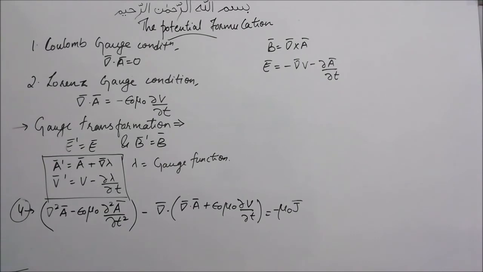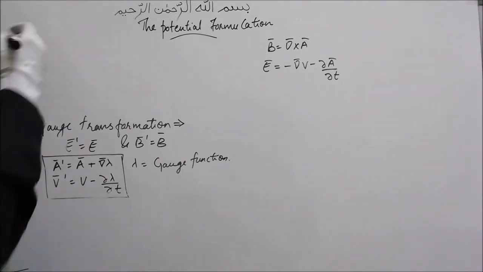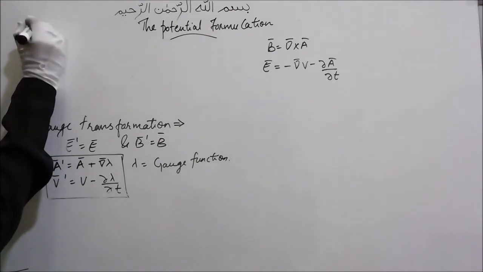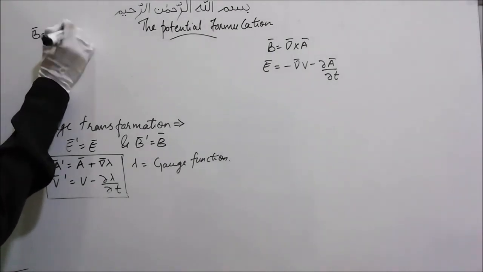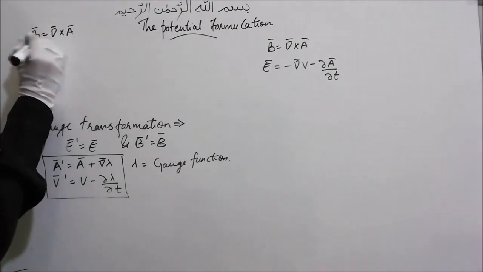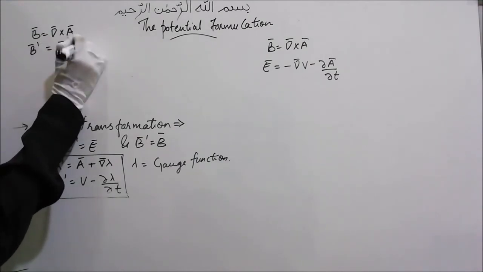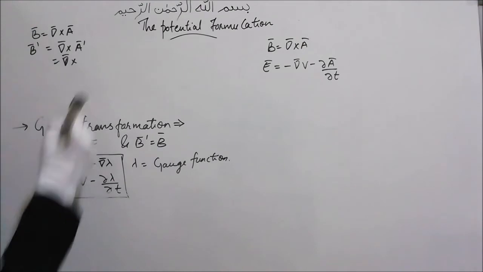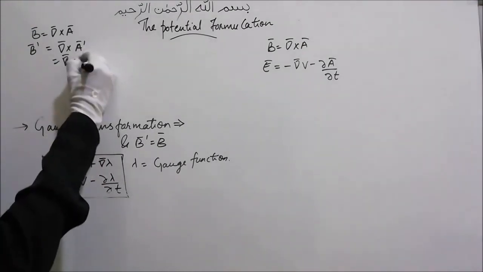It is very easy. You can see that when we change A and V, E and B will not change. I'll prove that to you. Let's first check whether B changes or not. We have B is equal to del bar cross A bar, right? Now we'll find B dash, that will be equal to del bar cross A dash, this new vector potential.